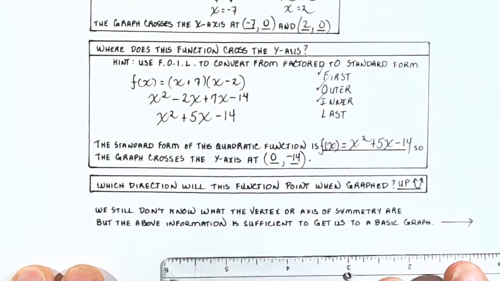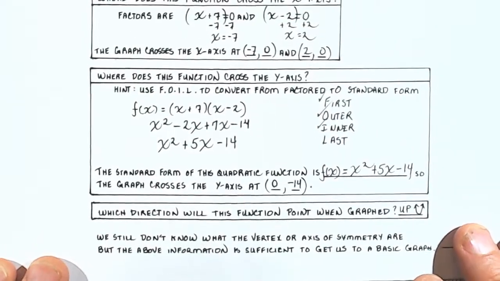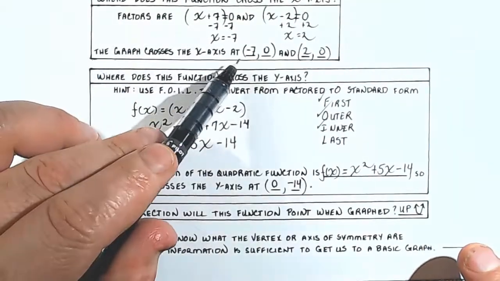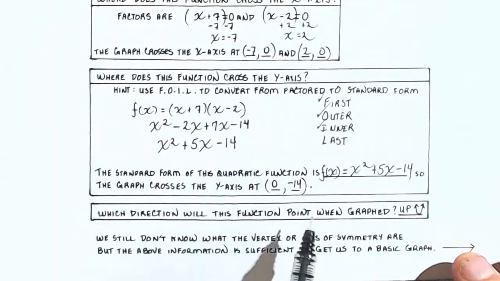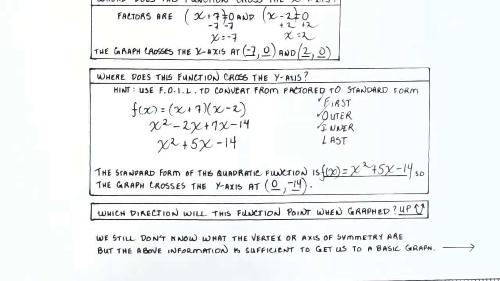Okay, now we've gathered all of our details. We have the x-intercepts at -7 and 2. We have the y-intercept at -14, and we know this function is going to graph in an upward sloping way. We still don't know what the vertex or axis of symmetry are, but the above information is sufficient to get us to a basic graph.